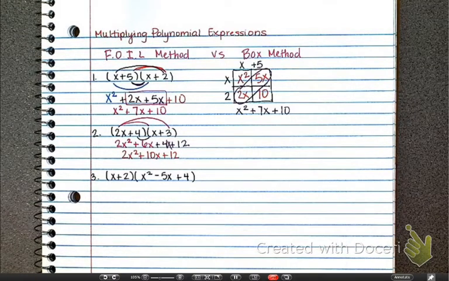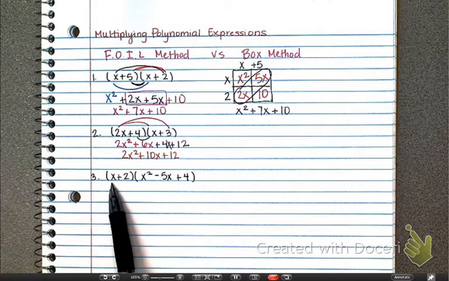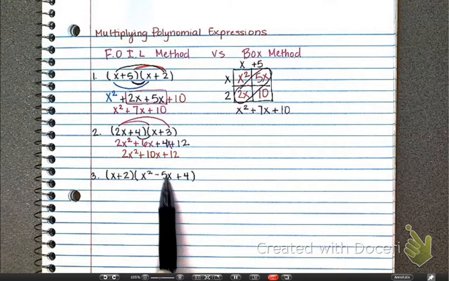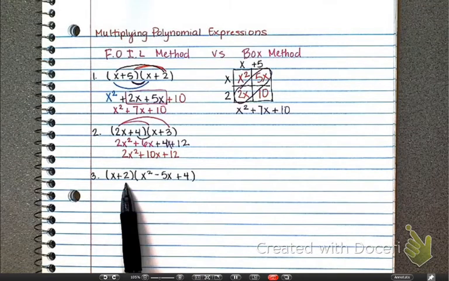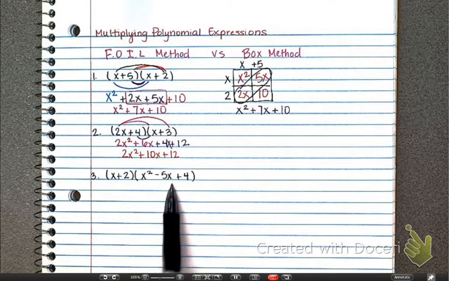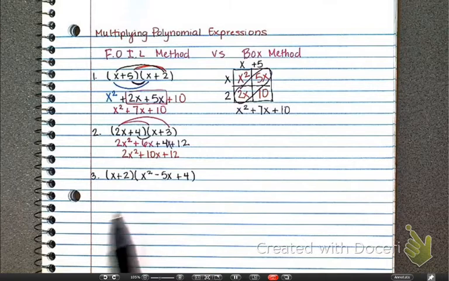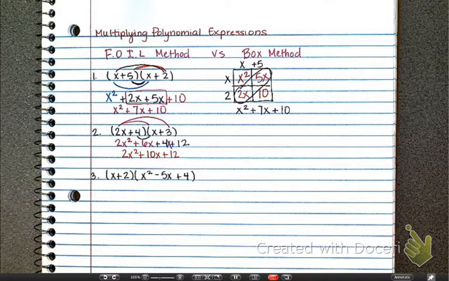So the FOIL method still works, but it's not technically FOIL anymore because we don't have just an inside and outside term. But if you're going to use that method, you're going to take x and distribute it to all 3 terms. Then you're going to take your 2 and distribute it to all 3 terms. If you use a box, you'll have a 2 by 3 box.